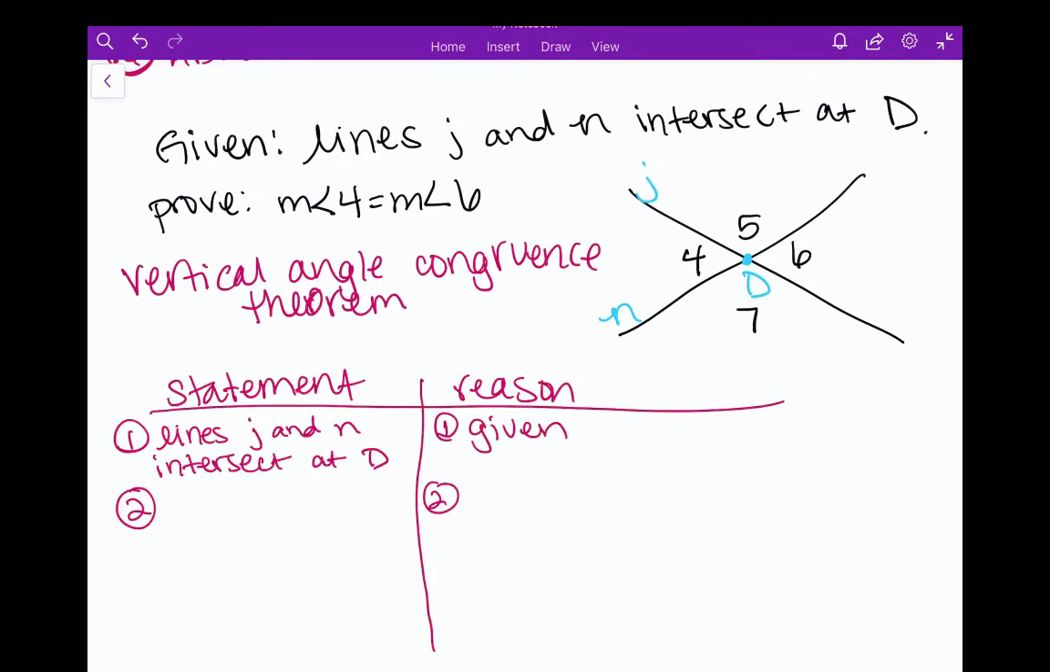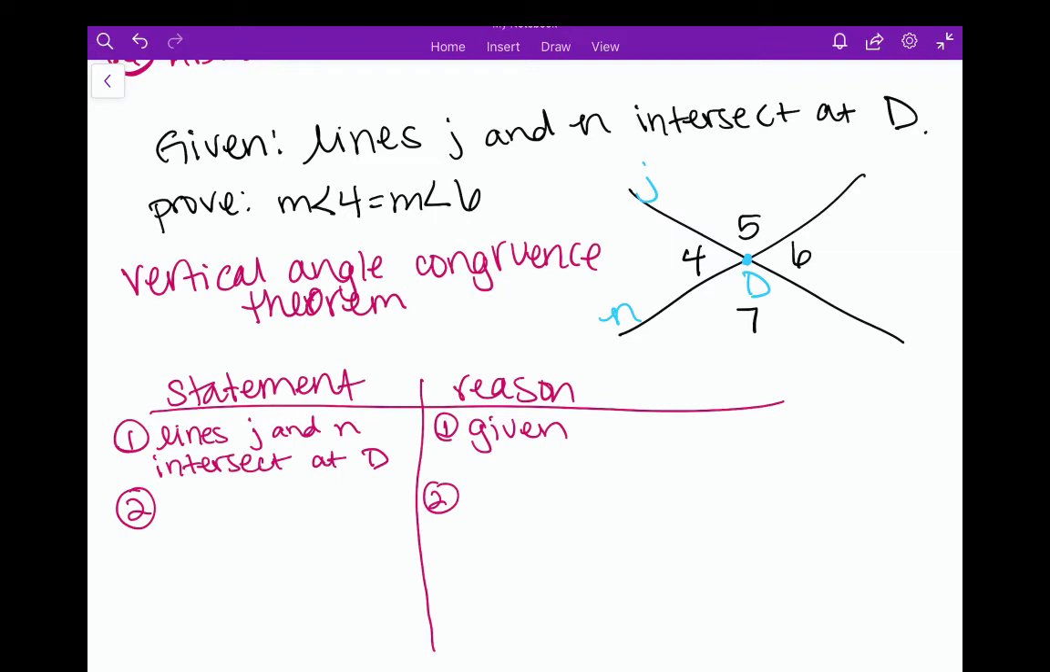So given lines J and N intersect at point D. What do I know here based on definitions and properties? Well, I know that angles 4 and 5 are a linear pair. I know that a linear pair is equal to 180 degrees. I also know that angle 4 plus angle 5 equals 180. So that's probably what I'm going to use, because if 4 plus 5 equals 180 and 5 plus 6 also equals 180 and 5 equals itself, then I can probably prove that 4 and 6 are the same.